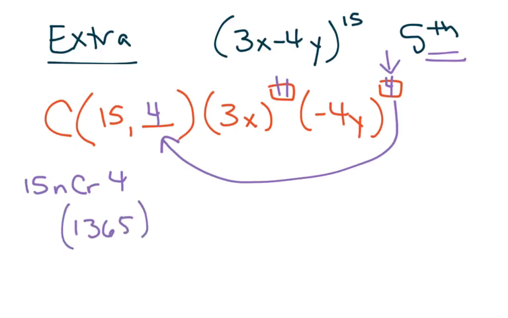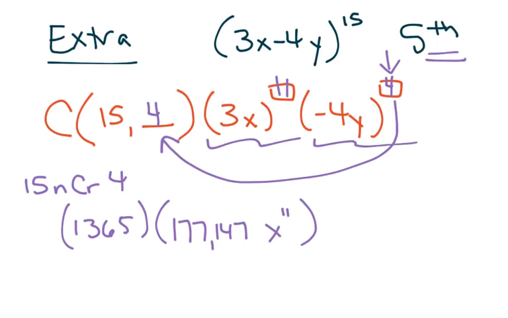We're going to multiply that by (3x) to the 11th. So I have to raise 3 to the 11th power, which I'm sure is going to be huge. It's going to be 177,147, and then it's x to the 11th. And then we're going to raise -4y to the fourth. Well, when you raise -4 to an even power, it's going to be positive. So it's going to be positive 256y to the fourth.